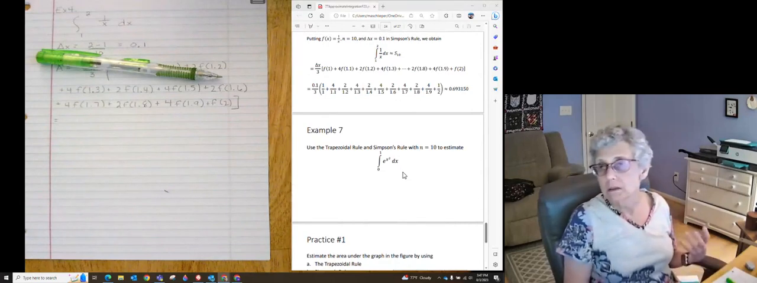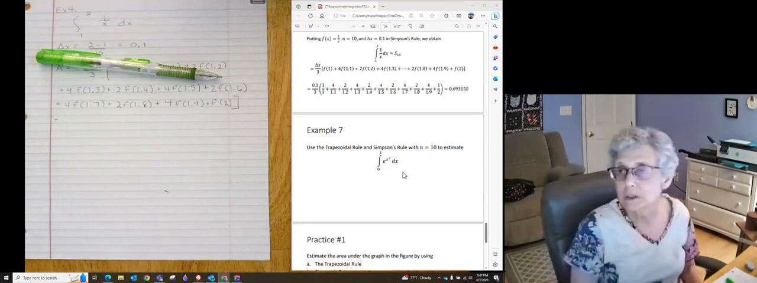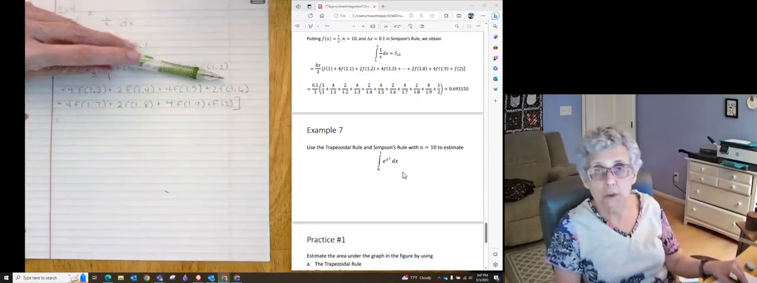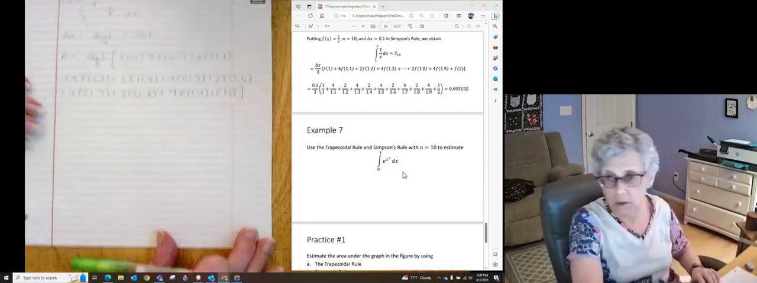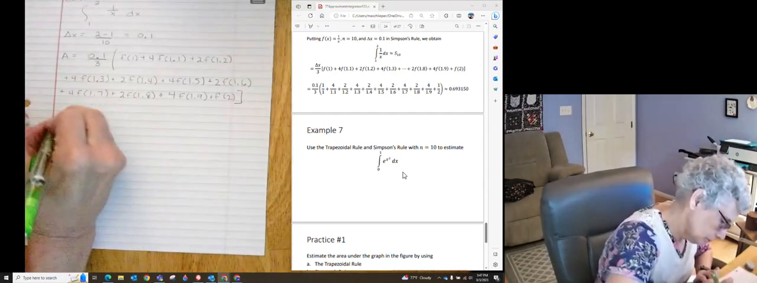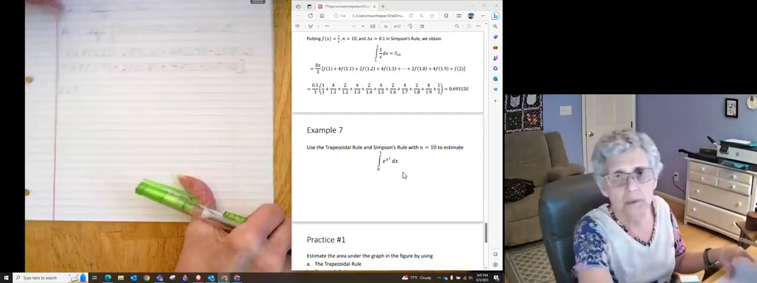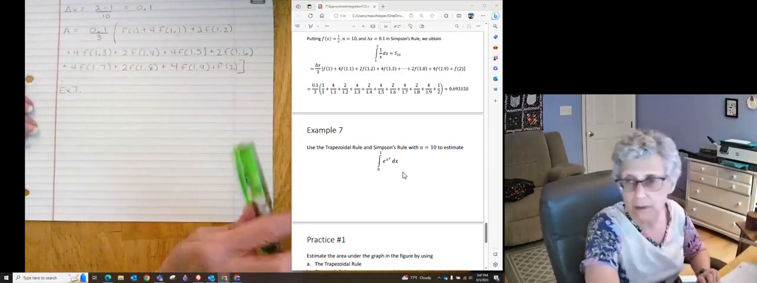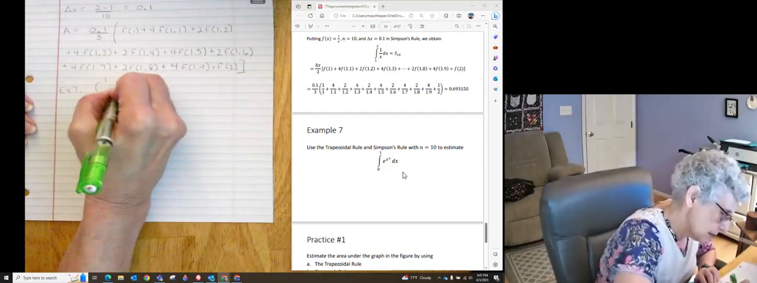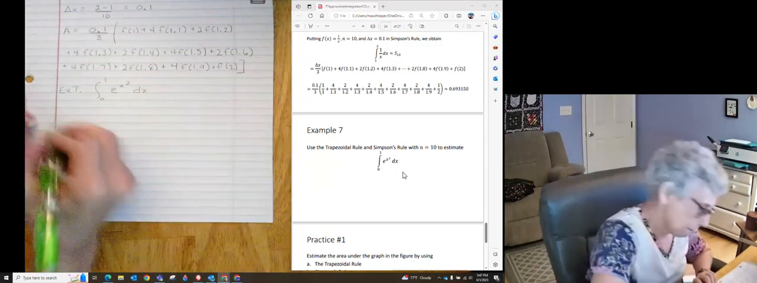Now we're asked to do example 7. We want to do the trapezoid rule and Simpson's rule with n equals 10 to do something that we can't actually find the integral of. So let's look at this example. We'll write it down, and then again, I'm going to use Excel to do the heavy lifting for me. So we have the integral from 0 to 1 of e to the x squared dx.